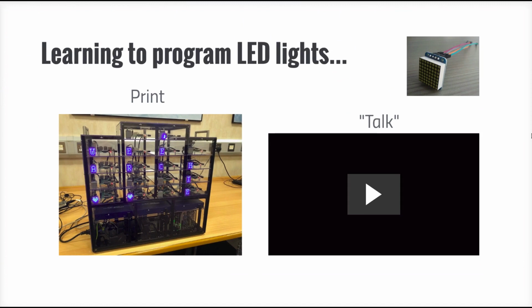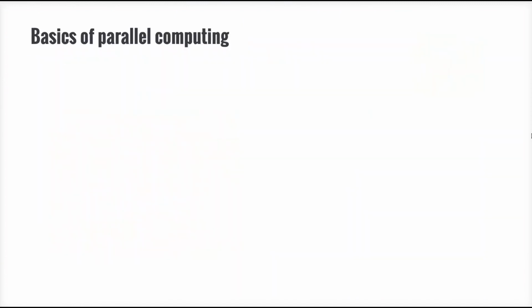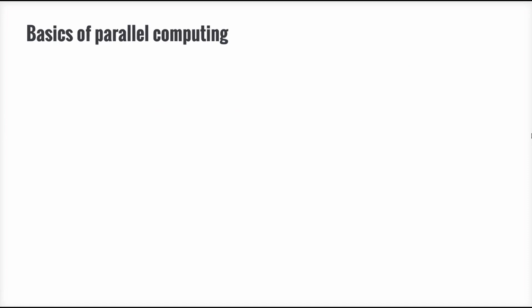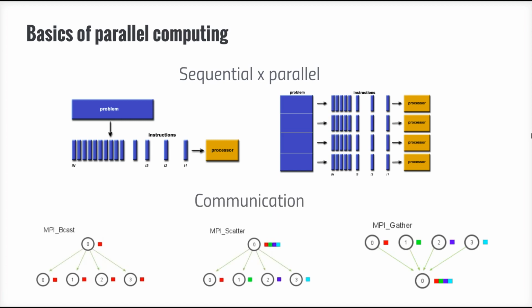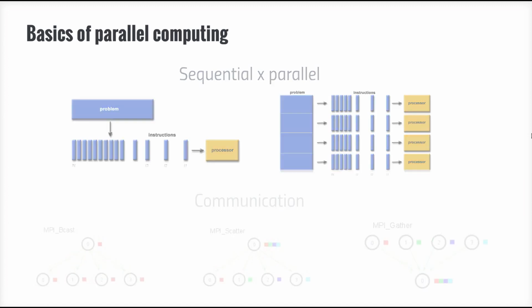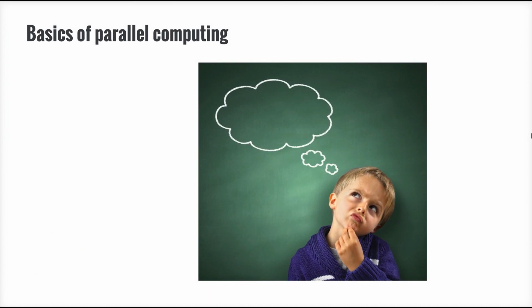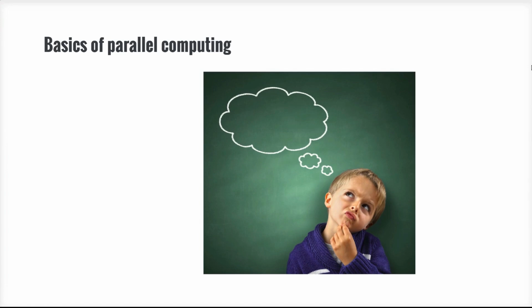Once we were familiar with how to program the LED lights, we started thinking about how to use them to visualize the basics of parallel computing, such as the difference between sequential and parallel computations, or some communication patterns. For experienced programmers, these are very easy to understand, but have you ever thought how you would explain these to an inexperienced young kid who has never heard of parallel programming before?